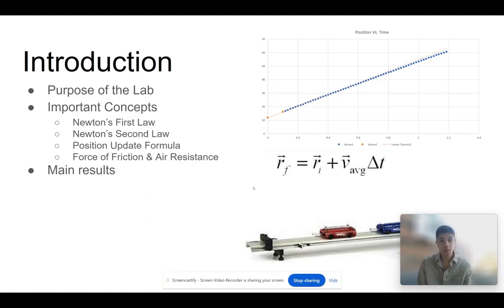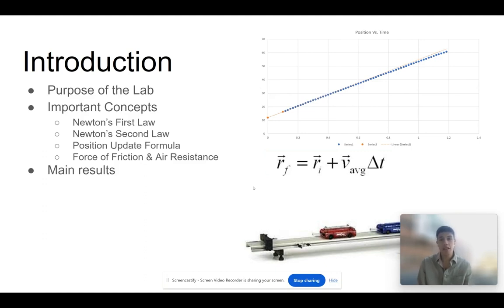And the position update formula shown on the right of the screen is going to be position final equals initial position plus average velocity times the difference in time. That's going to be the basis of my computational model. And then the force of friction and air resistance move in opposition to the cart's motion. These forces are going to cause a deceleration in the positive x direction or an acceleration in the negative x direction, depending on which way you look at it.